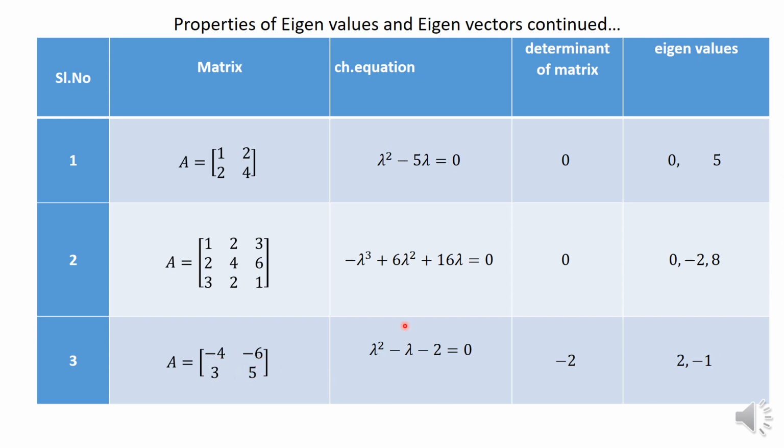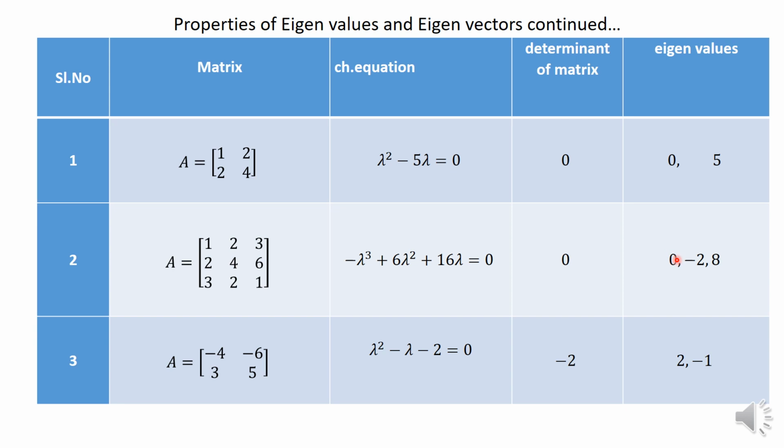Now observe this table carefully. For the first matrix A, the eigenvalues are 0 and 5. One of the eigenvalues is 0. Next, for the matrix A in the second row, the eigenvalues are 0, minus 2, 8. One of the eigenvalues is 0. And for the third matrix A equal to [-4 -6; 3 5], the eigenvalues are not zeros. Am I right? Yes, in the first two rows one of the eigenvalues is 0.